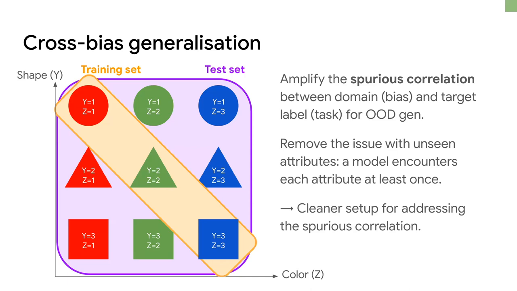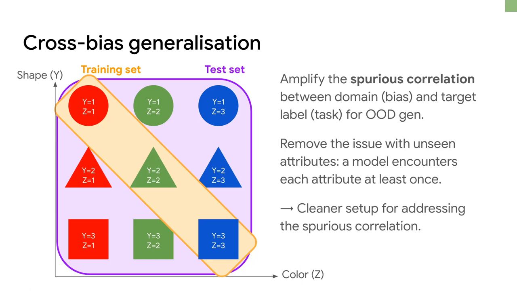And for studying that, we amplify the second factor quite a bit by considering something called cross-bias generalization. So this is an example of cross-bias generalization where you have two factors of variation. One is the task. So let's say the task is to predict shape. And the other factor, which is color, is a spurious correlation.